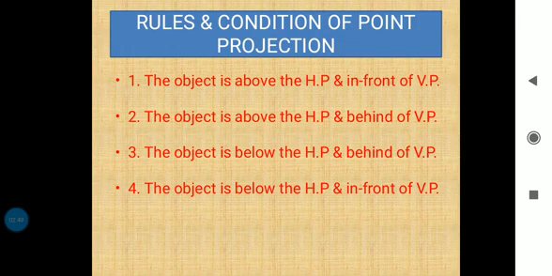You see here the rules and conditions of point projection, that is, the positional condition of the object. There are four types. Number one, the object above the horizontal plane and in front of the vertical plane. The object above the horizontal plane and behind the vertical plane. The object below the horizontal plane and behind the vertical plane. And the object below the horizontal plane and in front of the vertical plane.